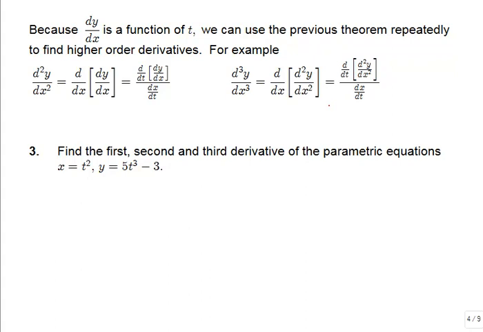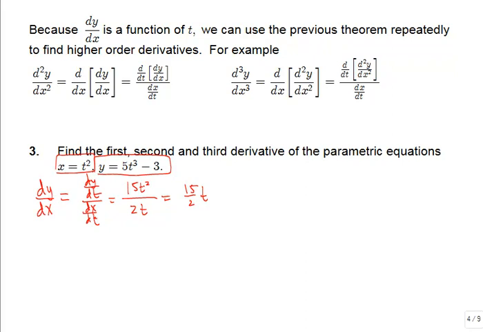So for example, if we want to find the first, second, and third derivative of these parametric equations, we would start by finding dy/dx, which is dy/dt over dx/dt. So dy/dt is just the derivative of 5t cubed minus 3, which is 15t squared. Then we divide that by the derivative of x with respect to t, which is 2t. If we reduce this, it becomes 15 halves times t, since t squared over t reduces. So there's our first derivative, y prime.